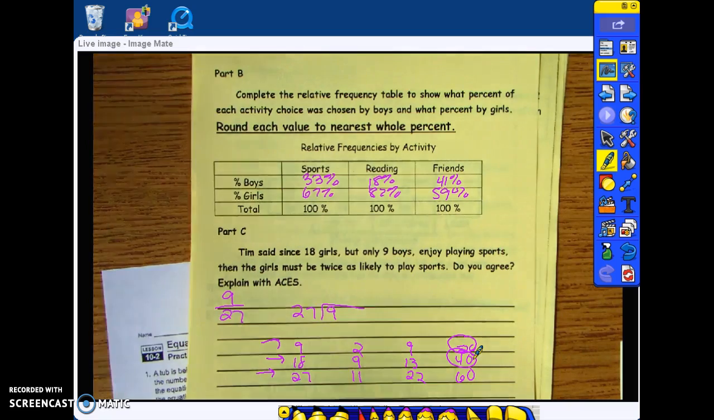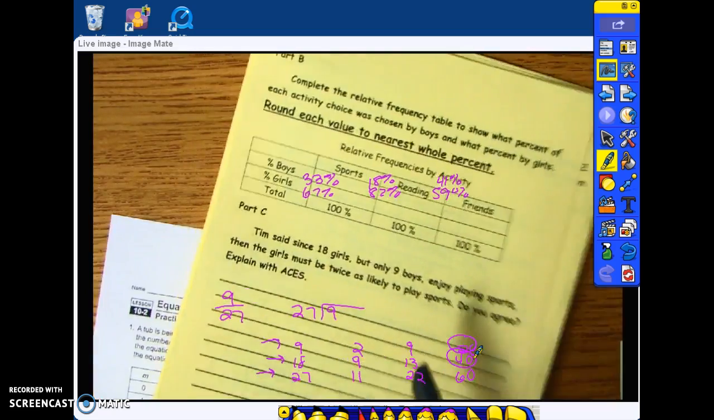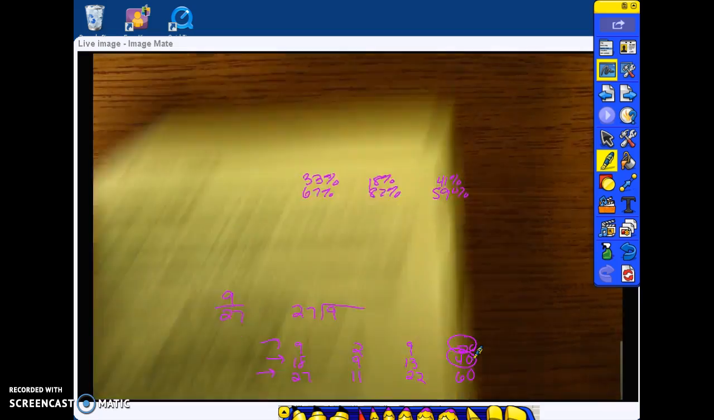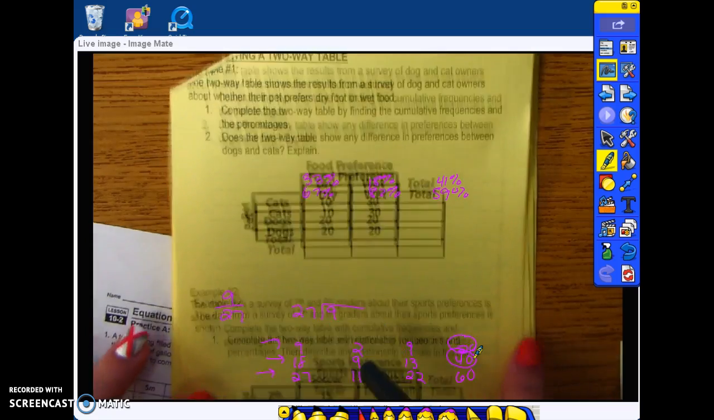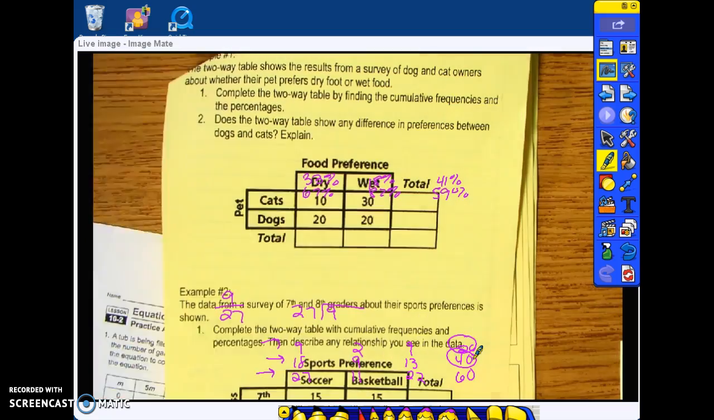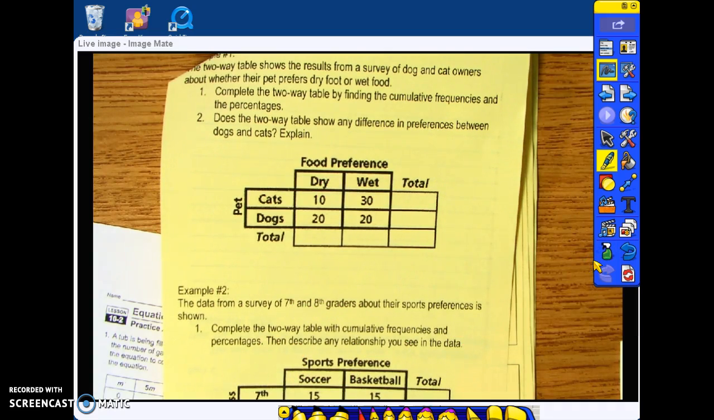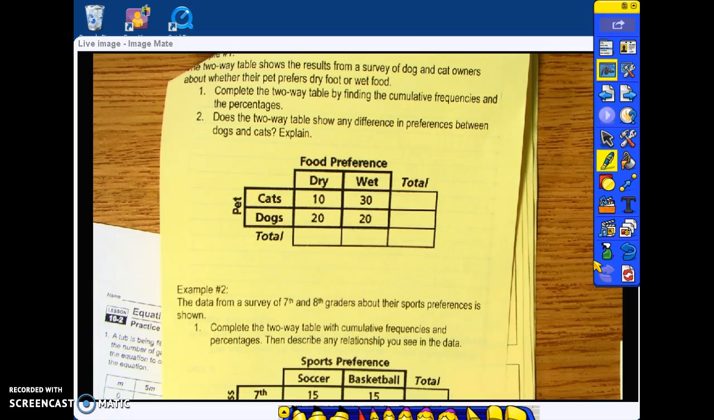So, our last page is interpreting a two-way table. The two-way table shows results from a survey of dog and cat owners about whether their pet prefers dry food or wet food. Complete the two-way table by finding the cumulative frequencies and the percentages. Does the two-way table show any difference in preference between dogs and cats?